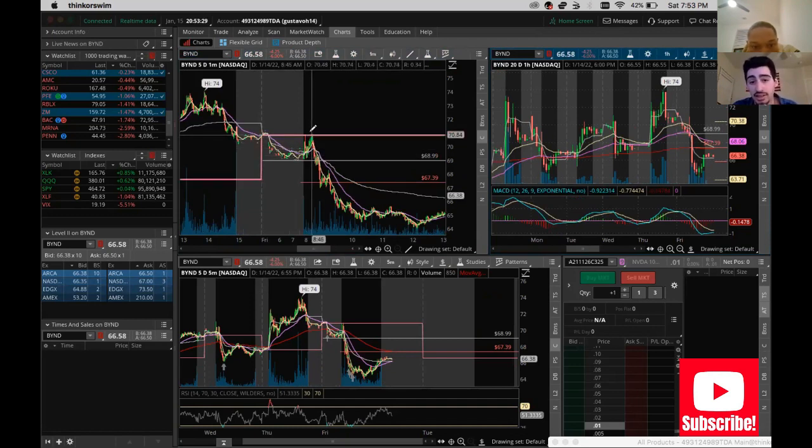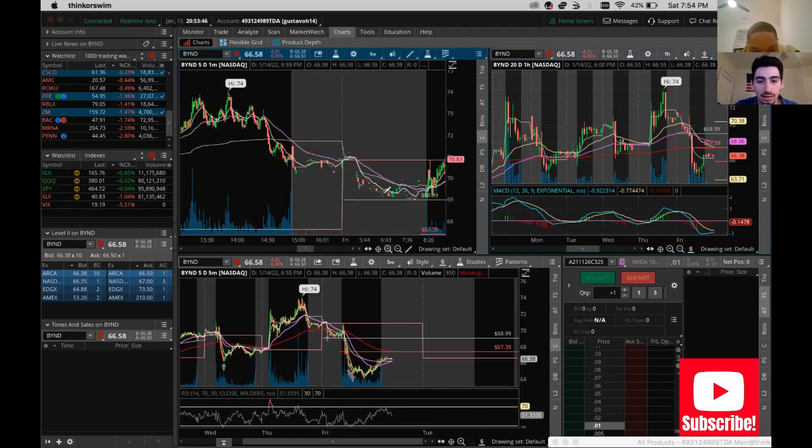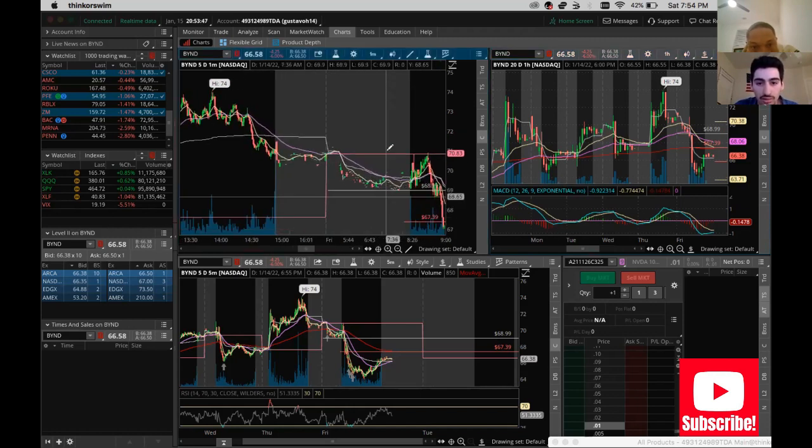I should have got in here, really. That would have been a very good risk reward, which is what I'm trying to get better at: entering at the top if I'm doing puts and at the bottom if I'm doing calls. But anyways, I entered here right before the breakout.